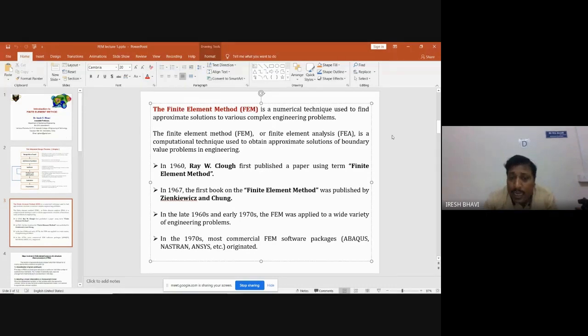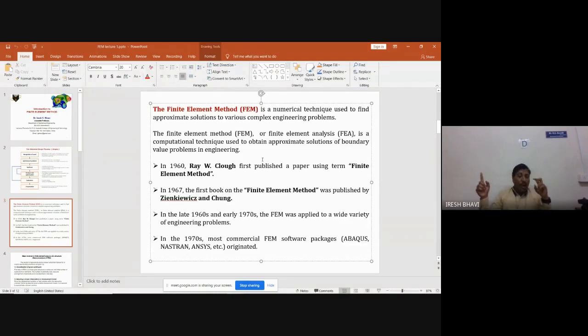It is a computational technique used to obtain approximate solutions for boundary value problems in engineering. Boundary value problems means what? The problems in which the field variable values at the boundaries are specified.